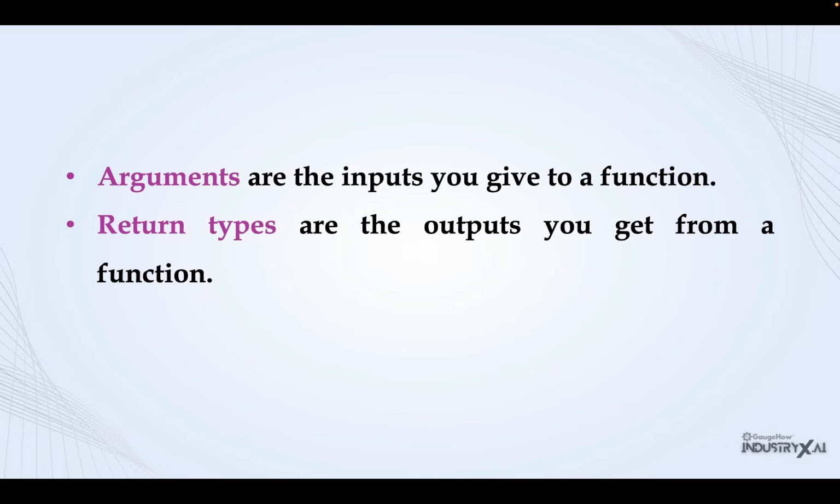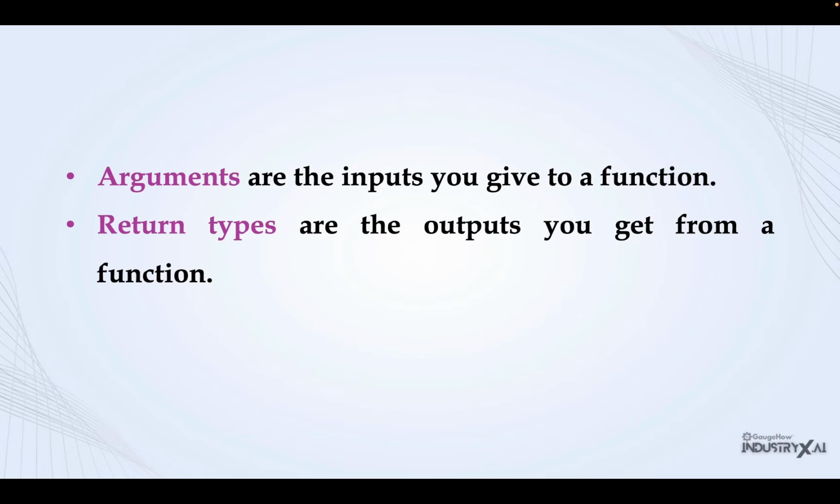So here is why arguments and return types are so important. The arguments allow you to make your function dynamic. Instead of working with fixed values, your function can handle a variety of inputs. Return types allow your function to send results back to the main program, making them highly versatile and enabling complex workflows for better programming. So if we summarize these, arguments are the inputs that you give to the function, and the return types are the outputs you get from the function.